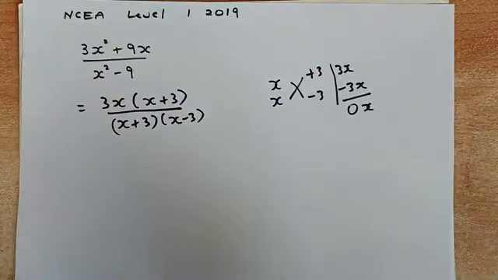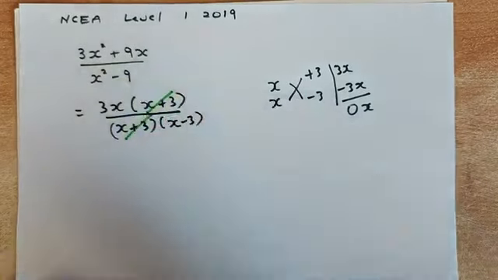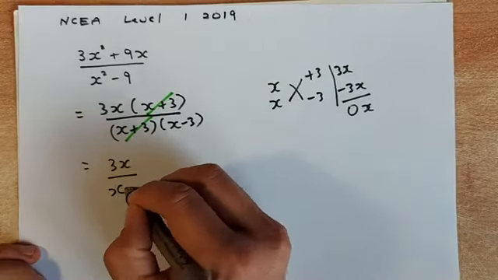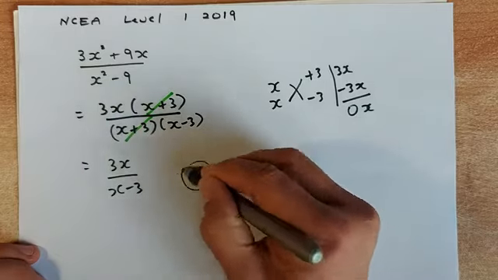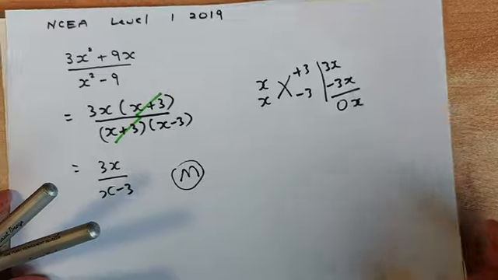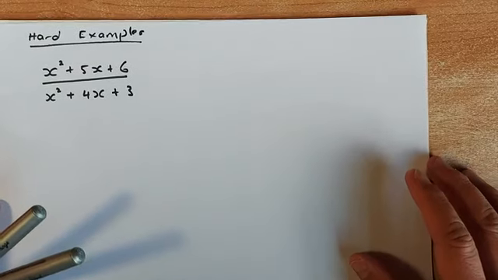So now the next step, you are cancelling the common factors. So 3x and plus 3x. X plus 3 is the common factor, and what you are left with is 3x over x minus 3, and this is definitely a merit in level 1. And of course, the last one is the hardest. It could be even as hard as NCEA level 2.